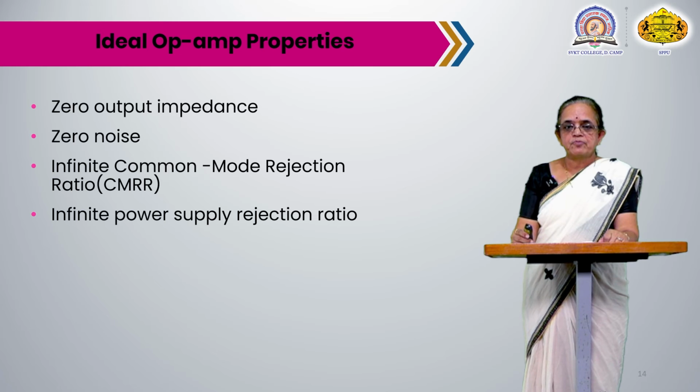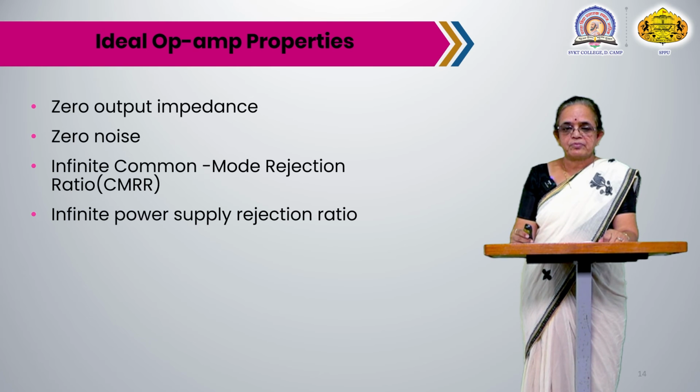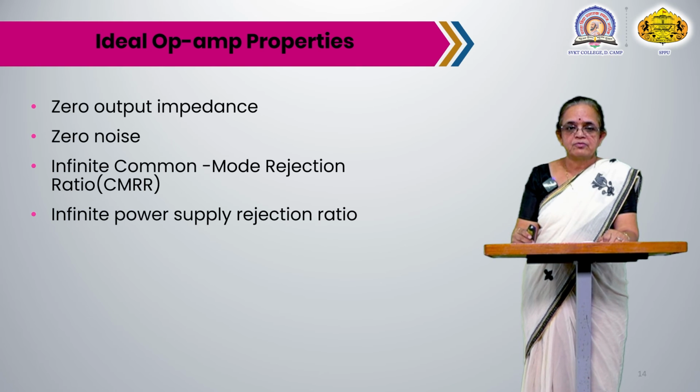Then infinite power supply rejection ratio. Power supply rejection means that when there is a change in one of the power supplies, there is a change in the input offset voltage, and this is infinite in the case of ideal operational amplifiers.